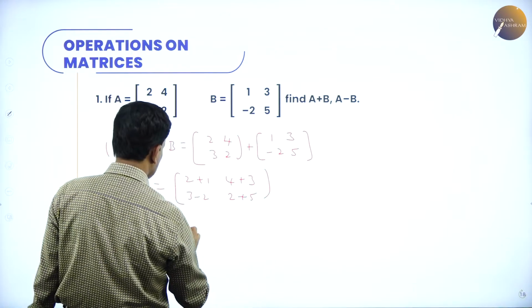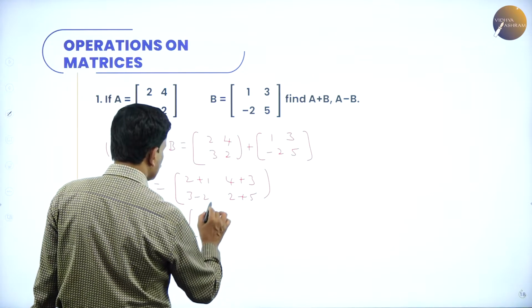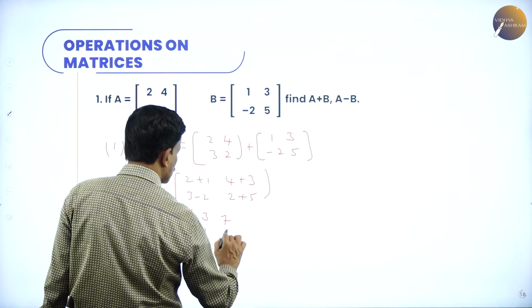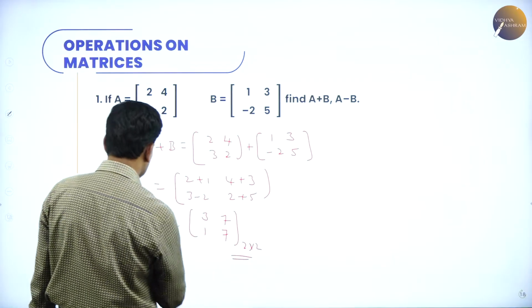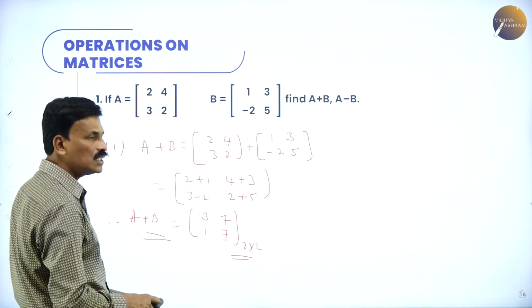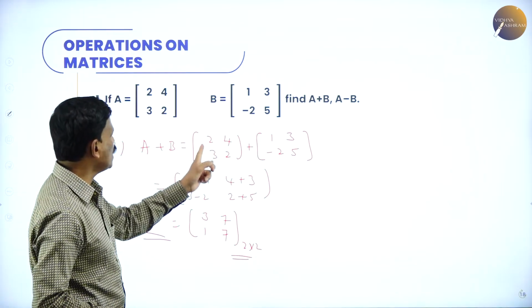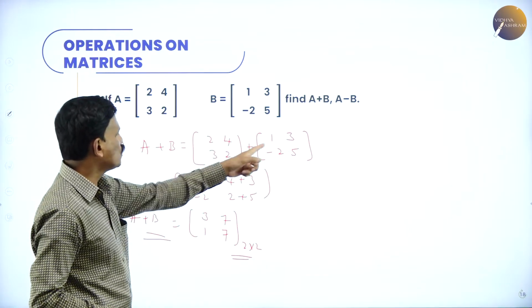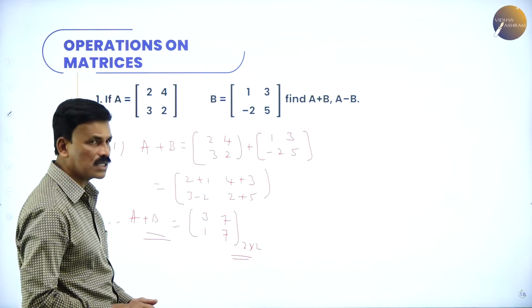This is equal to 2 plus 1 is 3, 4 plus 3 is 7, 3 minus 2 is 1, 2 plus 5 is 7. Again this is a 2 rows 2 column matrix. So this is your A plus B. See, A 2, 4, 3, 2, B 1, 3, minus 2, 5, add: 2 plus 1 is 3, 4 plus 3 is 7, 3 minus 2 is 1, 2 plus 5 is 7.